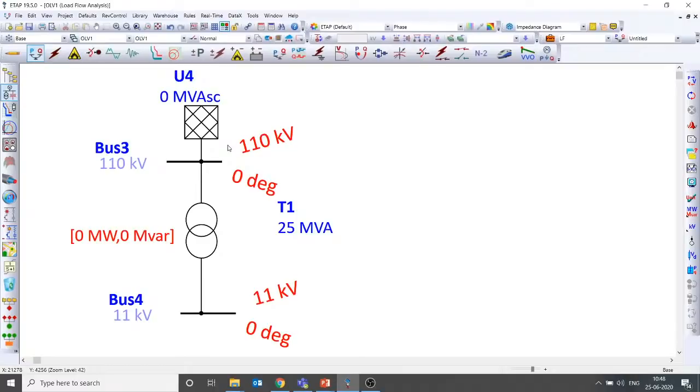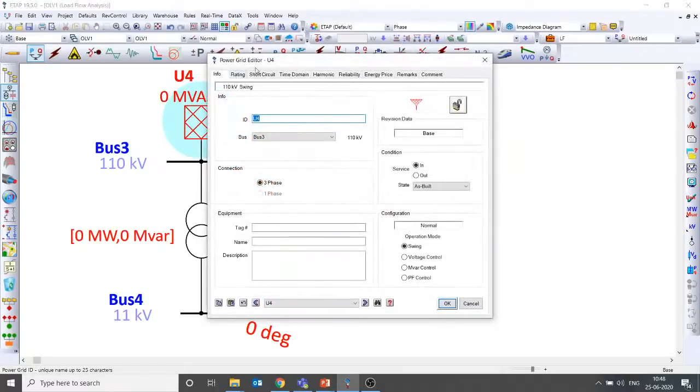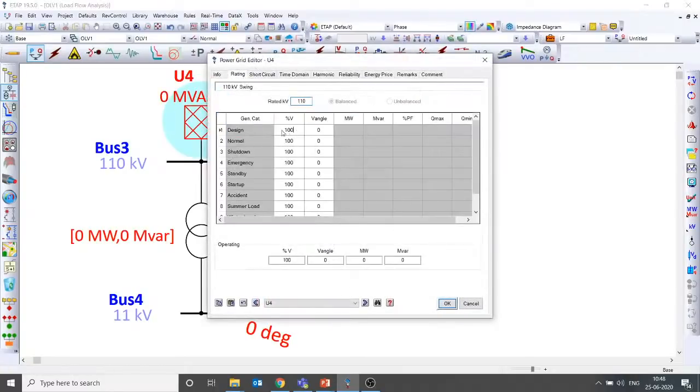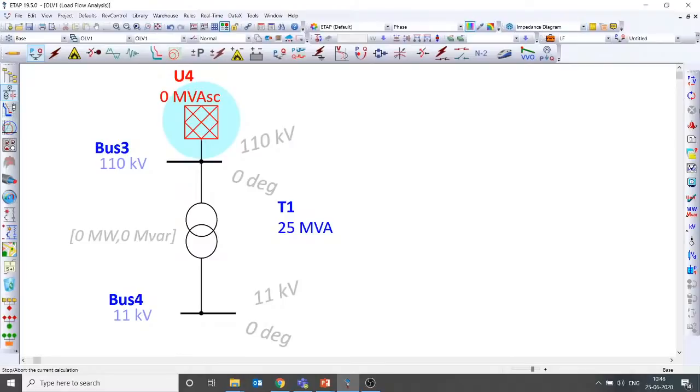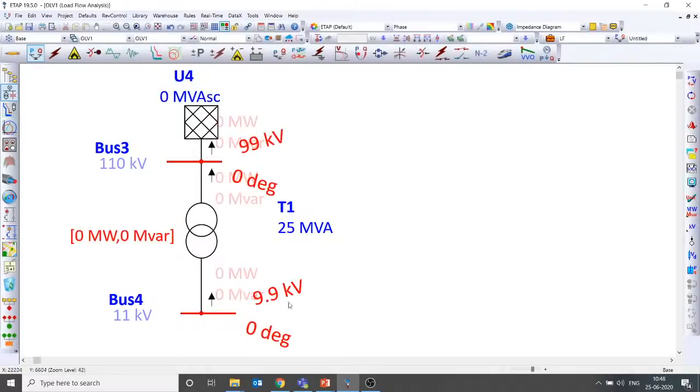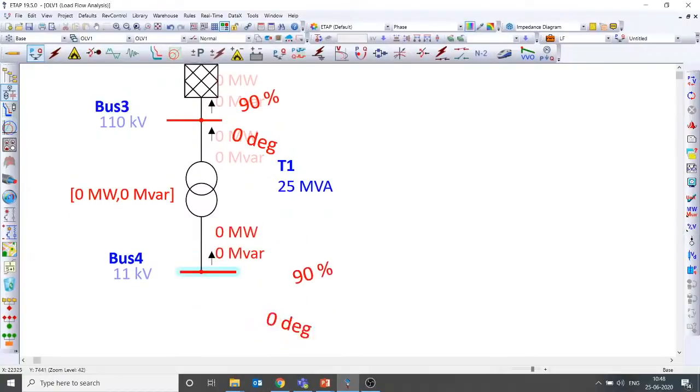But even during no load, if the grid voltage fluctuates for any reason, assume the grid voltage goes down to, for example, 90%, then your industry voltage also goes down to 90%. That is 9.9 kV. If you want to put it in percentage, the voltage goes down to 90%.